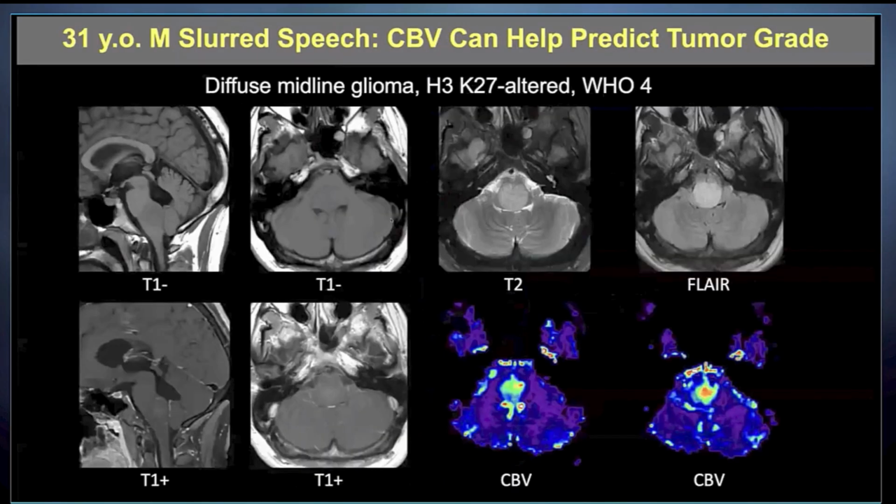This can be helpful in some cases where you're not sure whether you're dealing with a low or a high-grade glioma. So here's a case that illustrates how it can be helpful for predicting tumor grade.